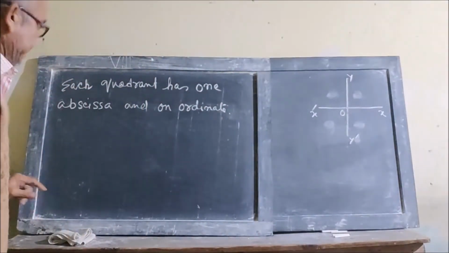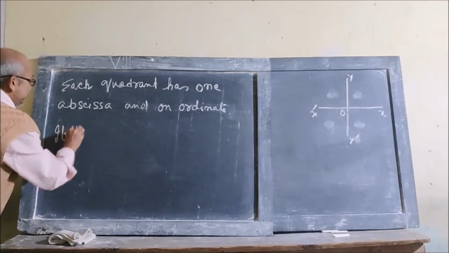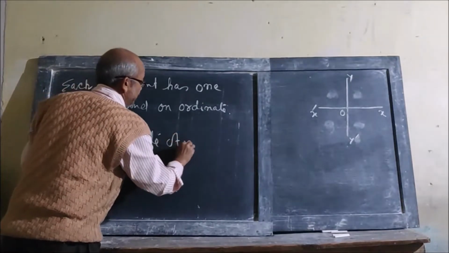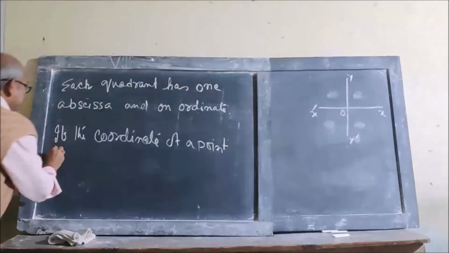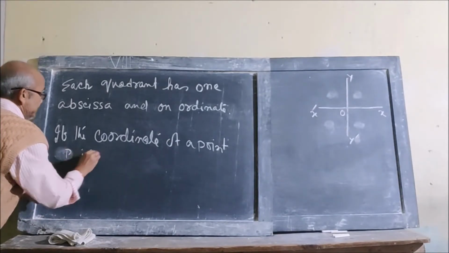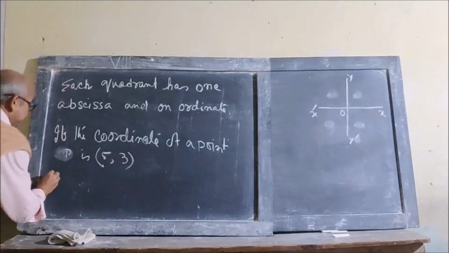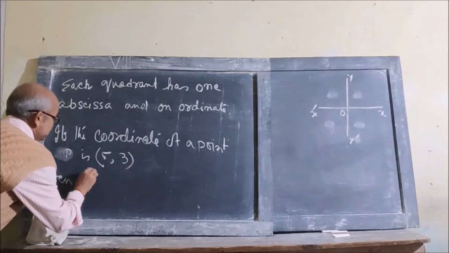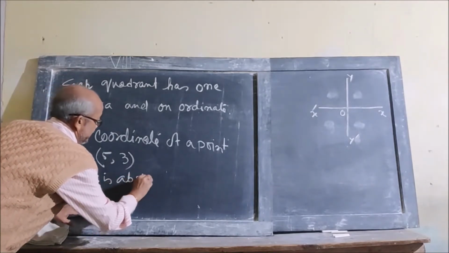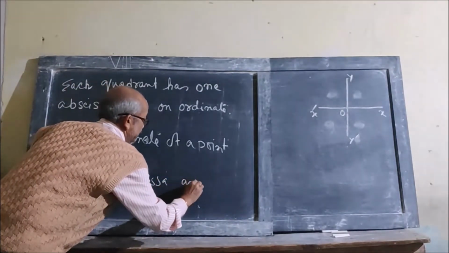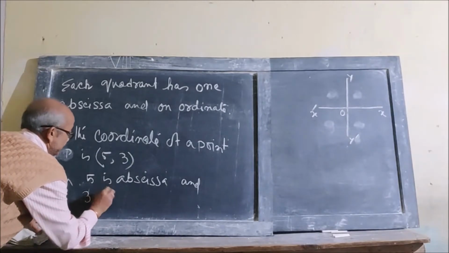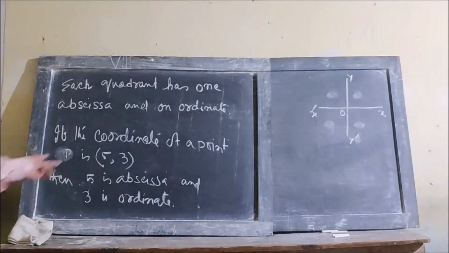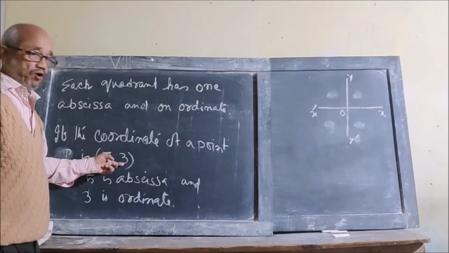As for example, if the coordinate of a point P is (5, 3), then 5 is the abscissa and 3 is the ordinate. The first one is called the abscissa, and the next one is called the ordinate.